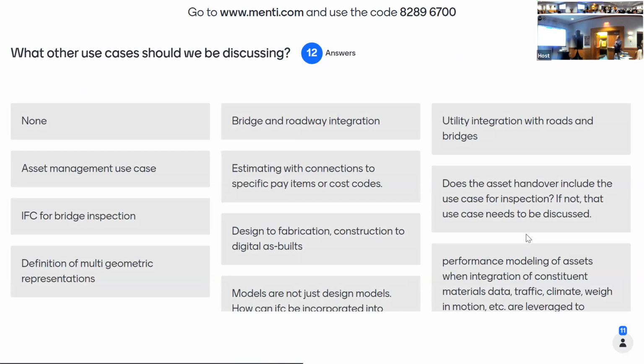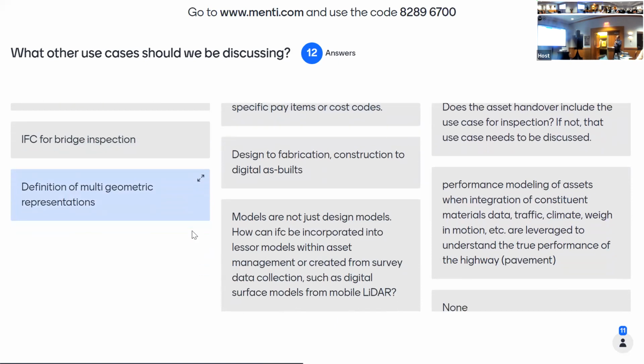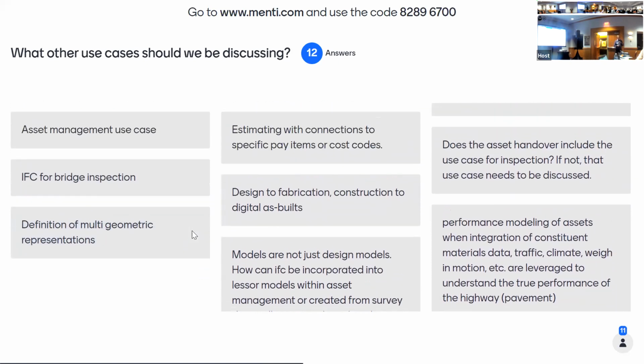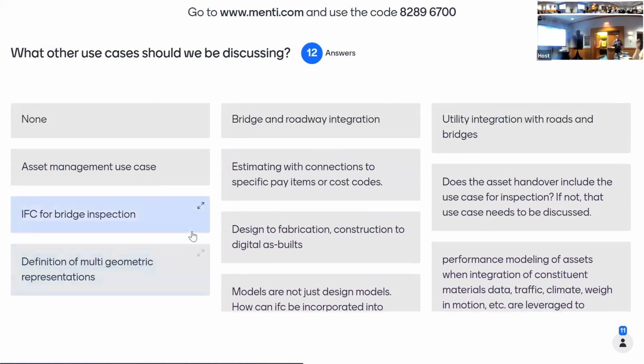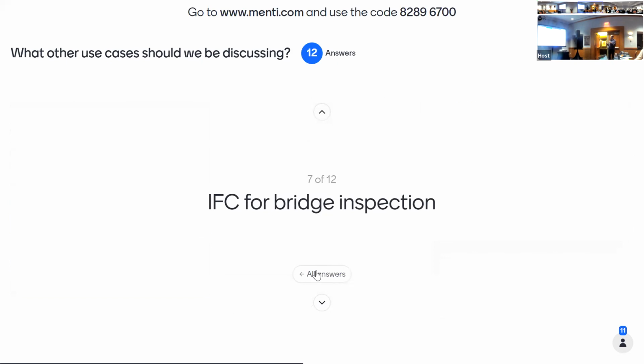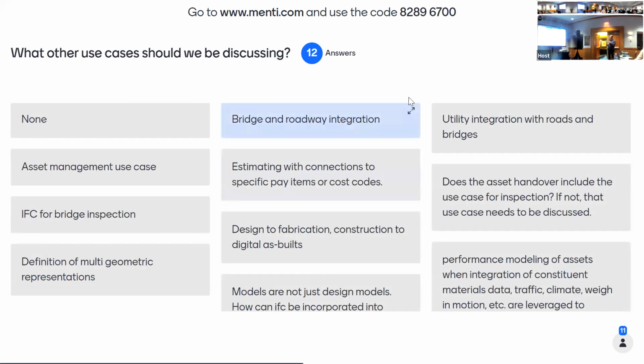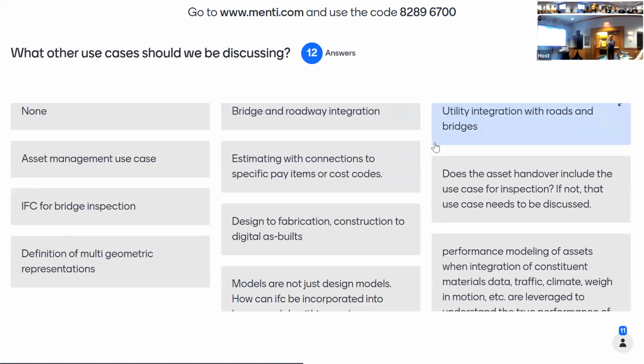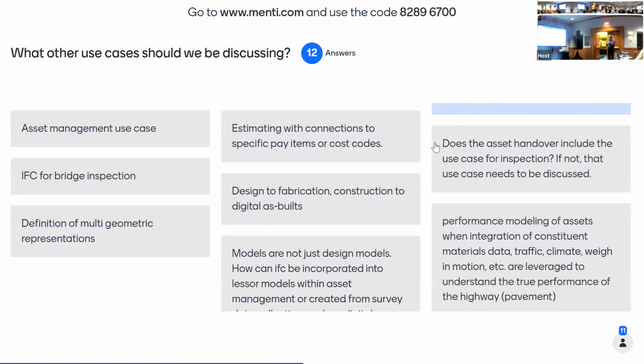Other use cases. Asset management use case. So the handover project is about handing over the data to people of asset management. Maybe this one is dealing with asset management as an operation. I see bridge inspection. Some of these are very specific.